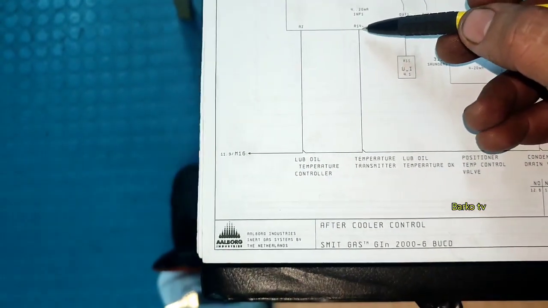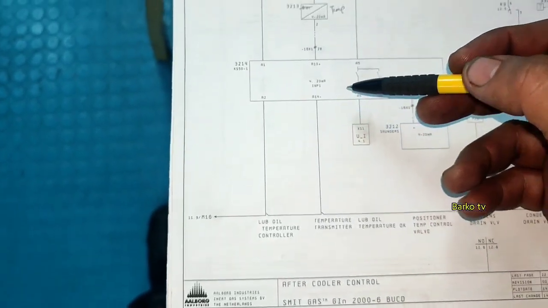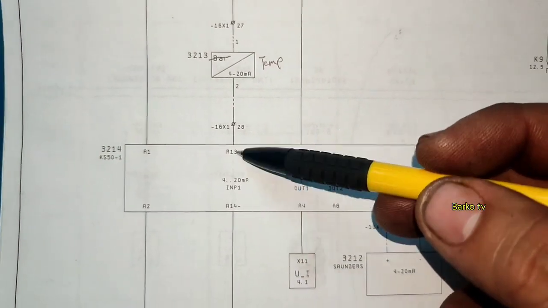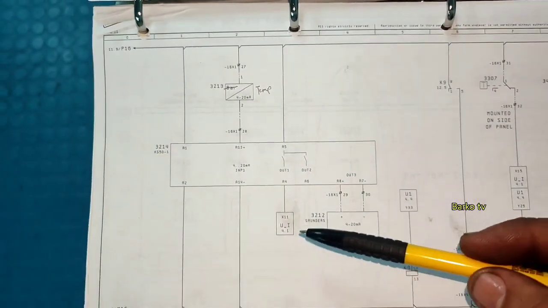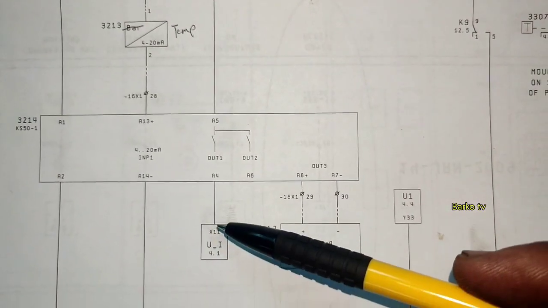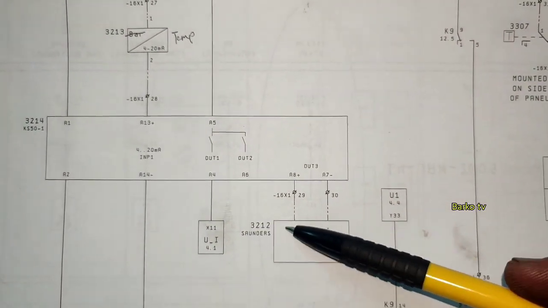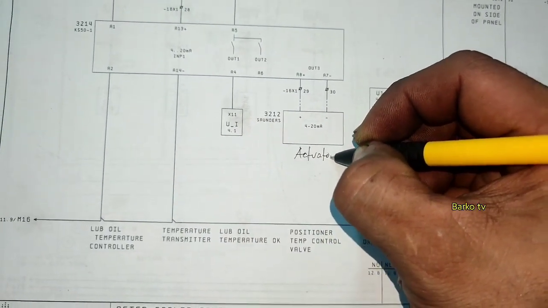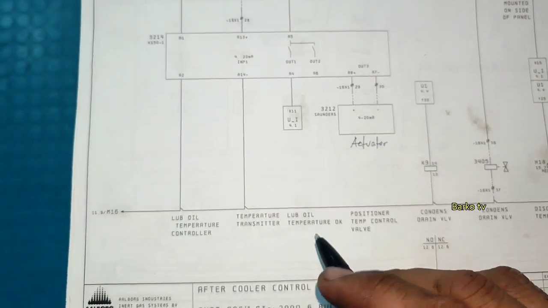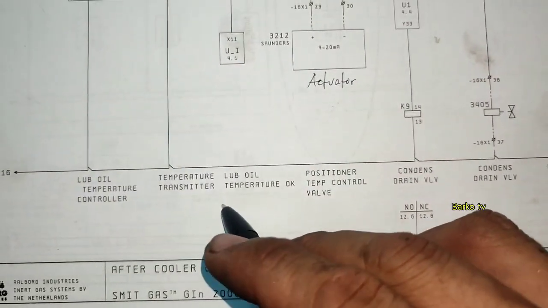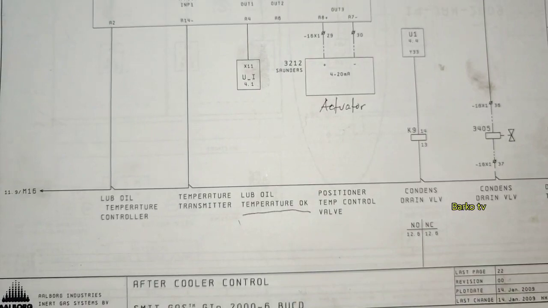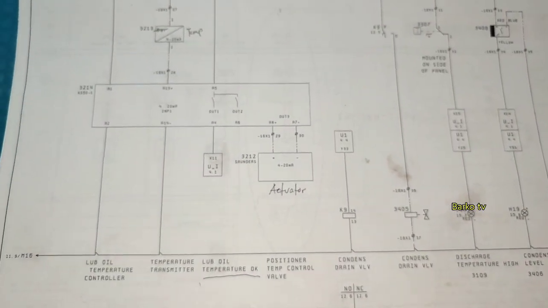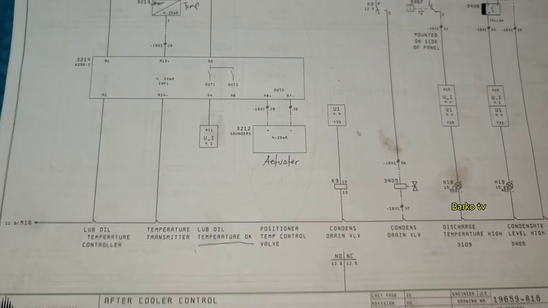A13 and 14, that is the signal for our temperature, that is milliamps, input milliamps. Then we have here a supply, input output supply going to the PLC, and this one is the actuator. Okay, actuator, that is our positioner for our lube oil cooler, that is the valve control at the lube oil cooler, and then this is the lube oil temperature, okay, that signals to our PLC.